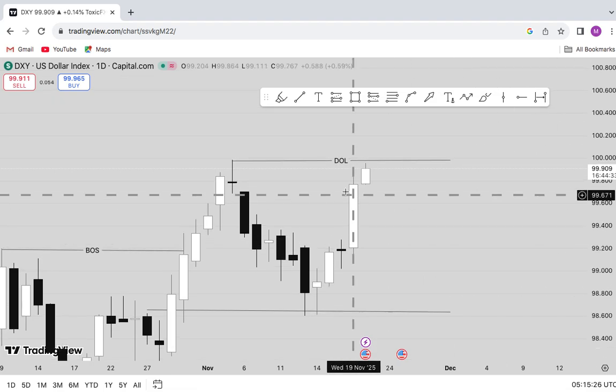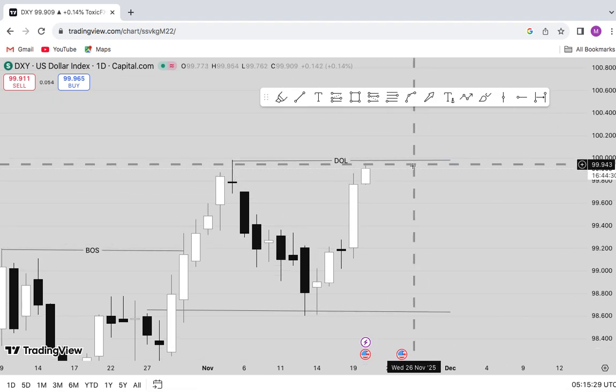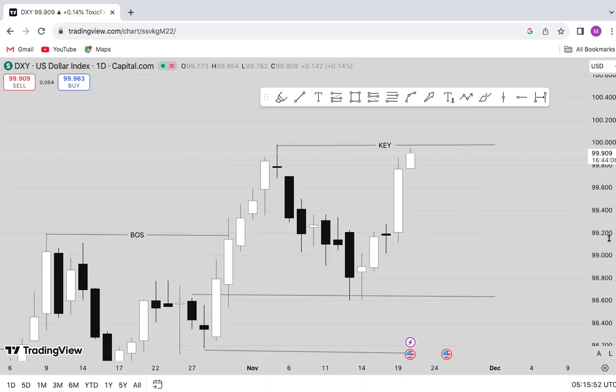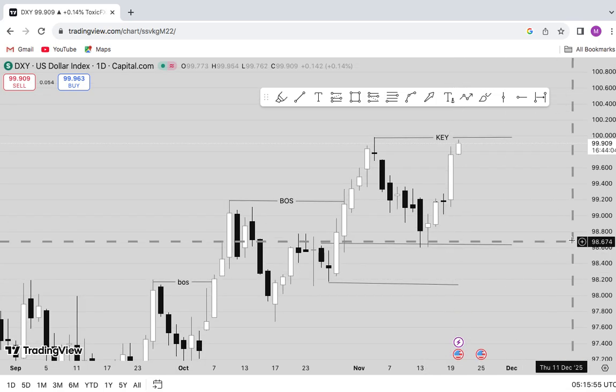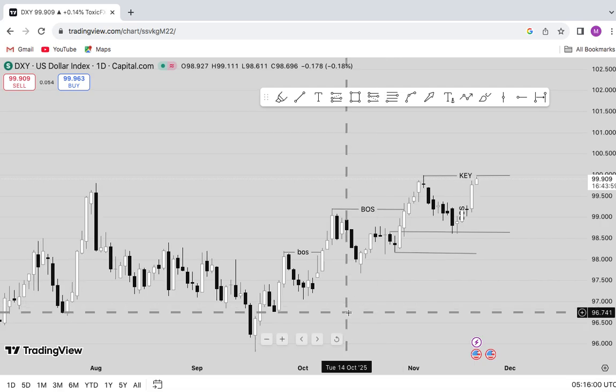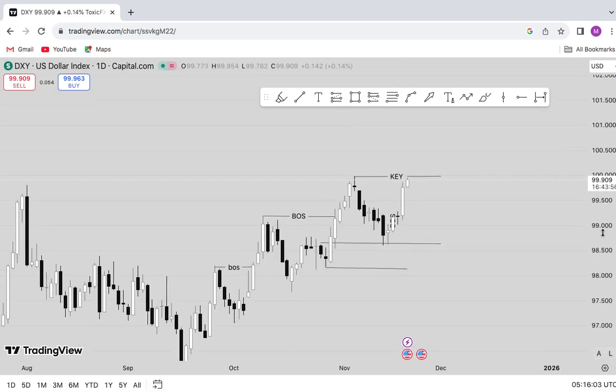What I am interested in is this draw on liquidity, which now acts as a key level. So what am I expecting to see? I am expecting to see price closing above here for me to look at more potentials in the market, which is normally a continuation, because as you all can see, we have been in an uptrend on DXY lately. We have been having break of structures pushing to the upside lately. So I'm anticipating more buys.